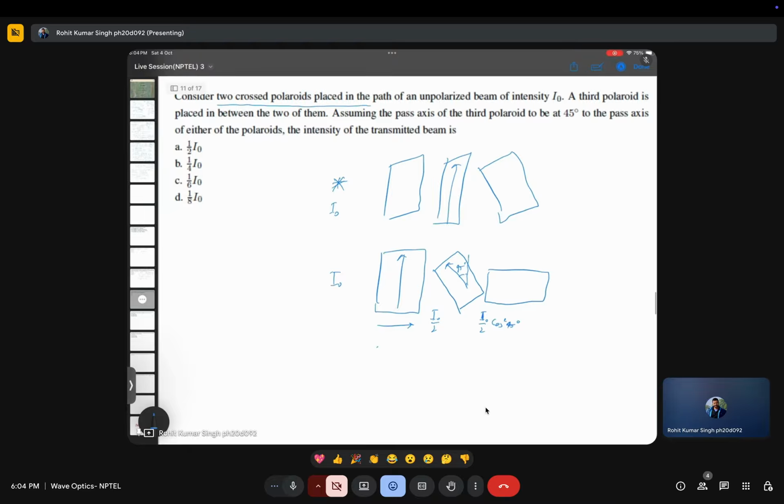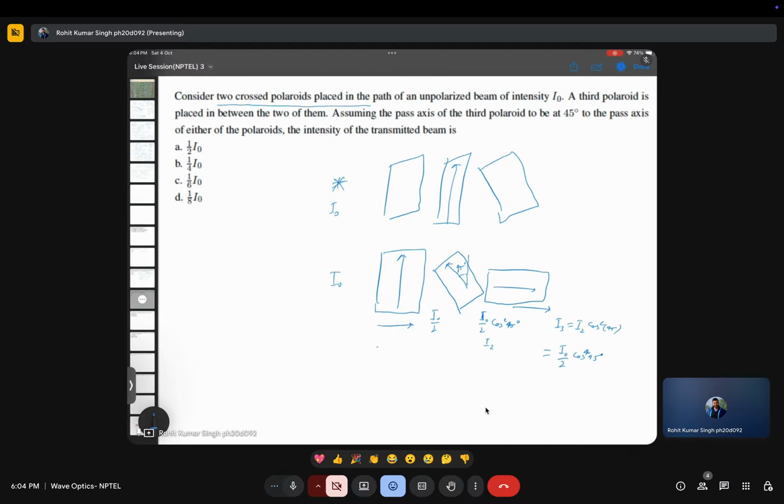And then when this crosses the third polaroid, let's call it I2. Okay, you will have here, let's call it I3. I3 will be, again, because this is rotated at a 45 degree angle to this, you will have I2 cos square 45 again. Okay, so finally you will have I naught by 2 and cos to the power 4 45 degree.